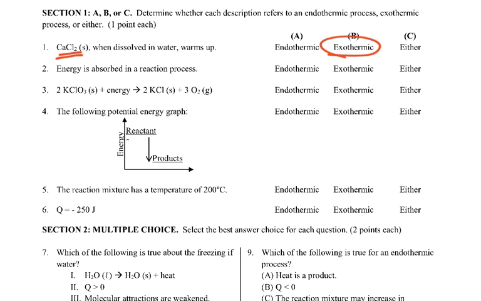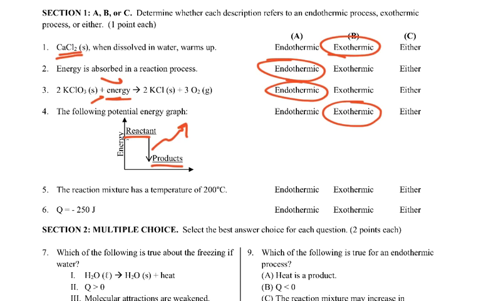We can feel that. Okay, energy is absorbed in a reaction process. That's the definition of endothermic. Energy on the left side means energy is going into the reaction. That's endothermic. Okay, downhill graph. If you're going from high energy to low energy, it must be because you are losing energy. You're giving off energy. So that is exothermic. Downhill is exothermic.